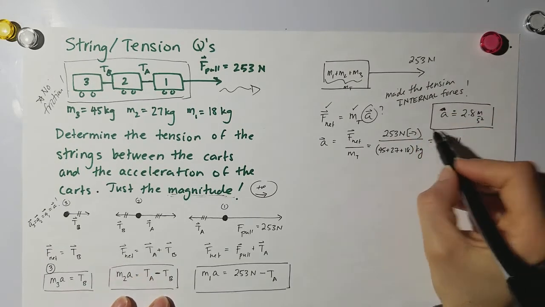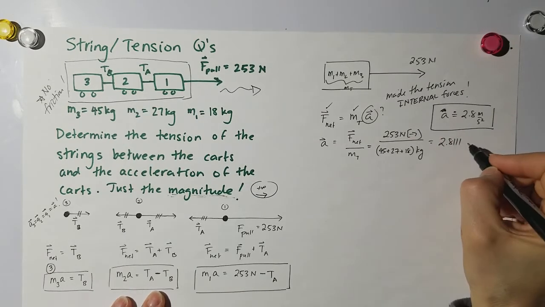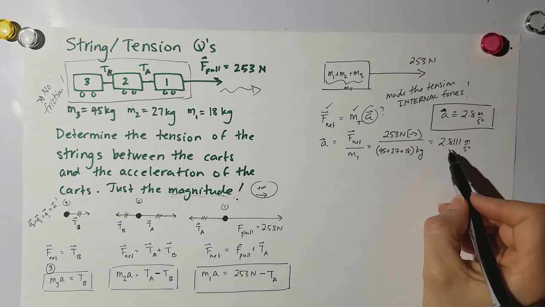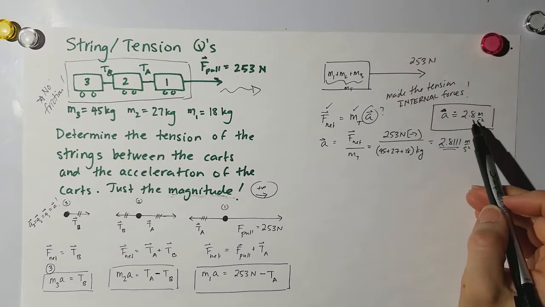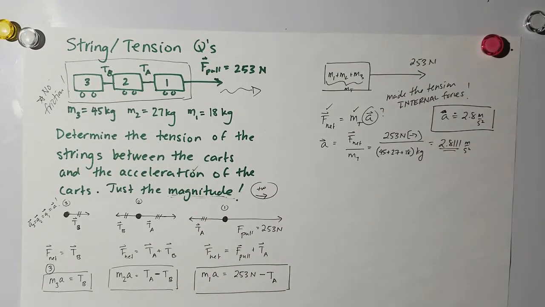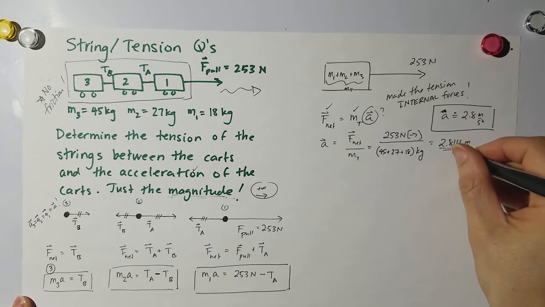Okay. This is newtons per kilogram. Hopefully you're getting the hang of that. That's meters per second squared. And I'm still going to keep this number because I'll need it later on to do my questions. But right now I did figure out the acceleration. And don't forget, this is the acceleration for all the carts. Now that I know this, zip back over here.